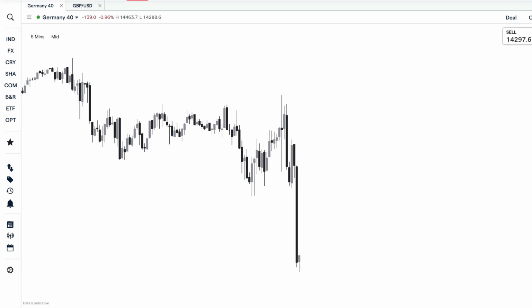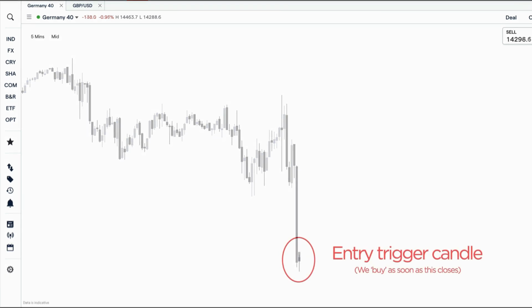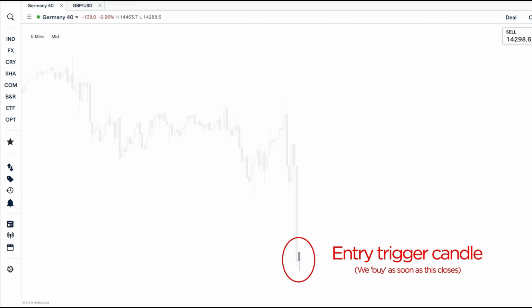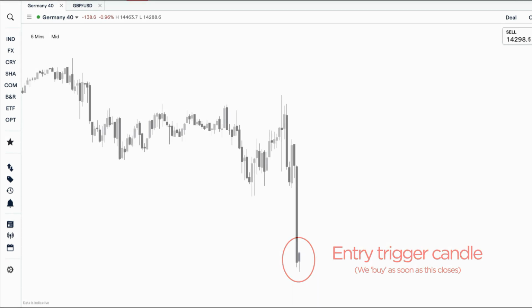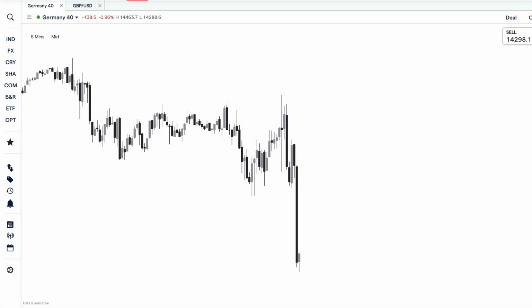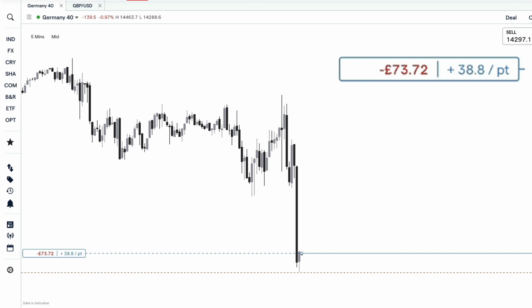Okay, so there we go. So here's our second and final entry trigger. So again, for those of you who don't have the rules yet, this 5-minute candle here is what we call our trigger, which tells us to buy as soon as this 5-minute candle closes. So here we go. I've got this ready to put in. I'm just waiting for this to actually close. Any second now. There we go. Perfect. So that is in.